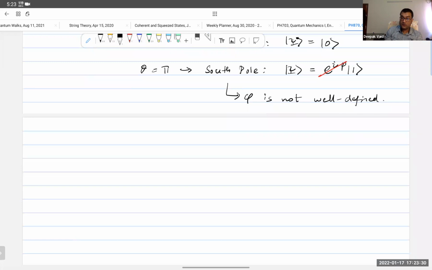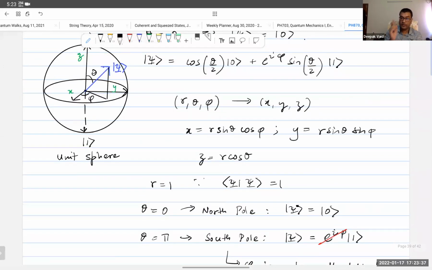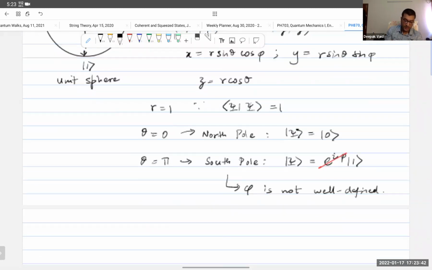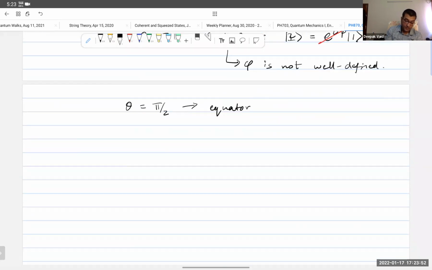But now, what happens in between? Okay. So in between, what does the equator correspond to? The equator of the sphere corresponds to theta equal to pi by 2, right? So theta is equal to pi by 2. This corresponds to the equator, right? So this is our equator, and I'm drawing it in this kind of perspective.